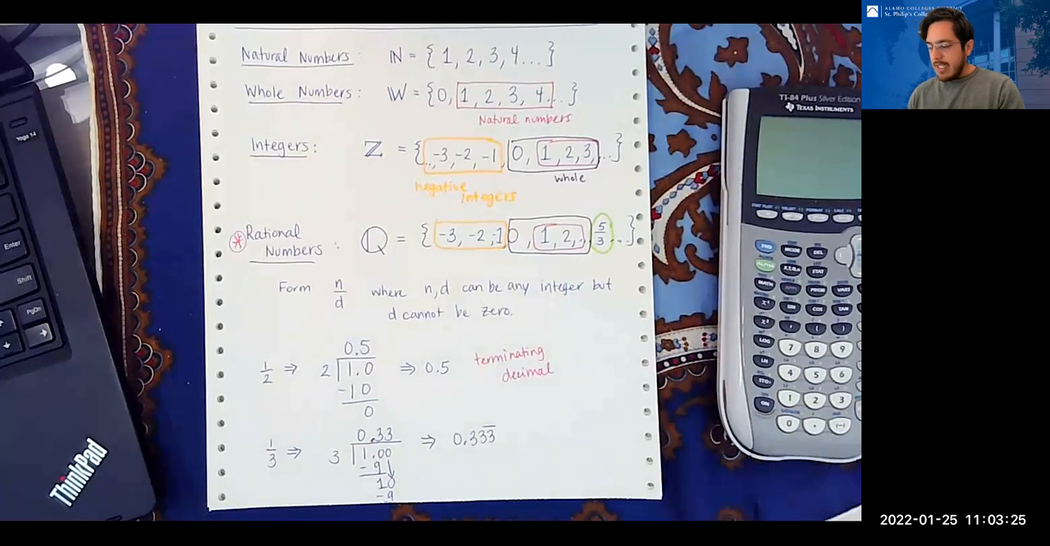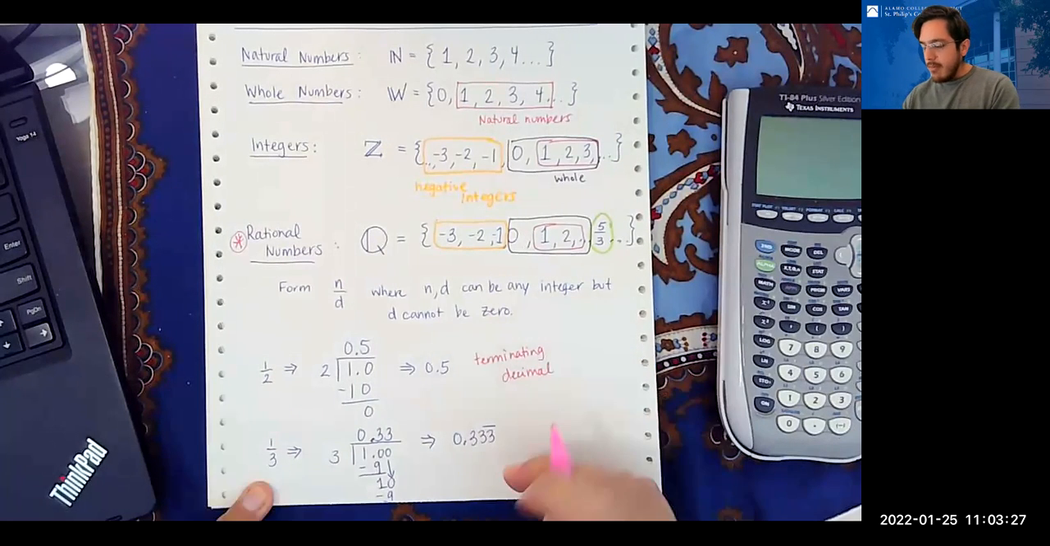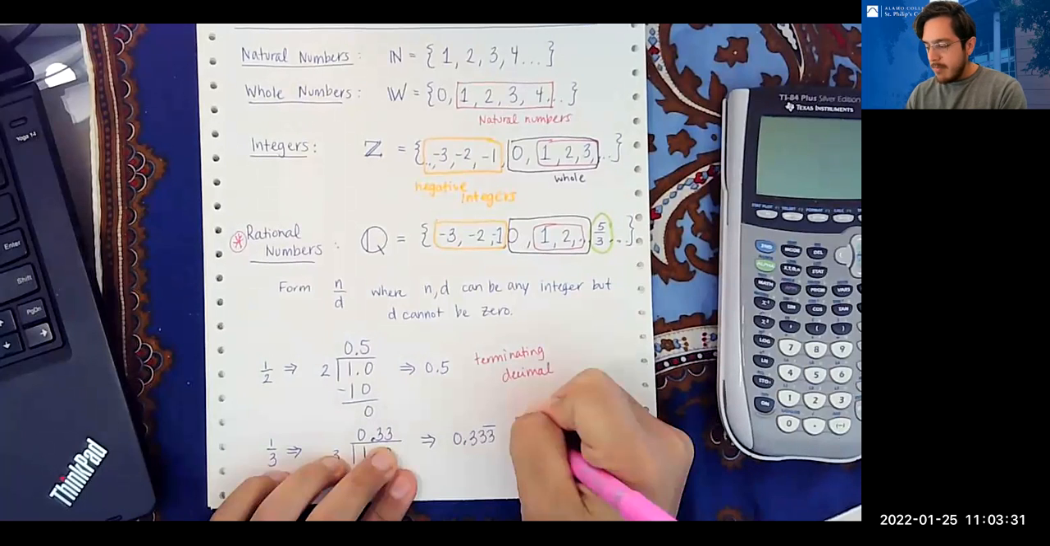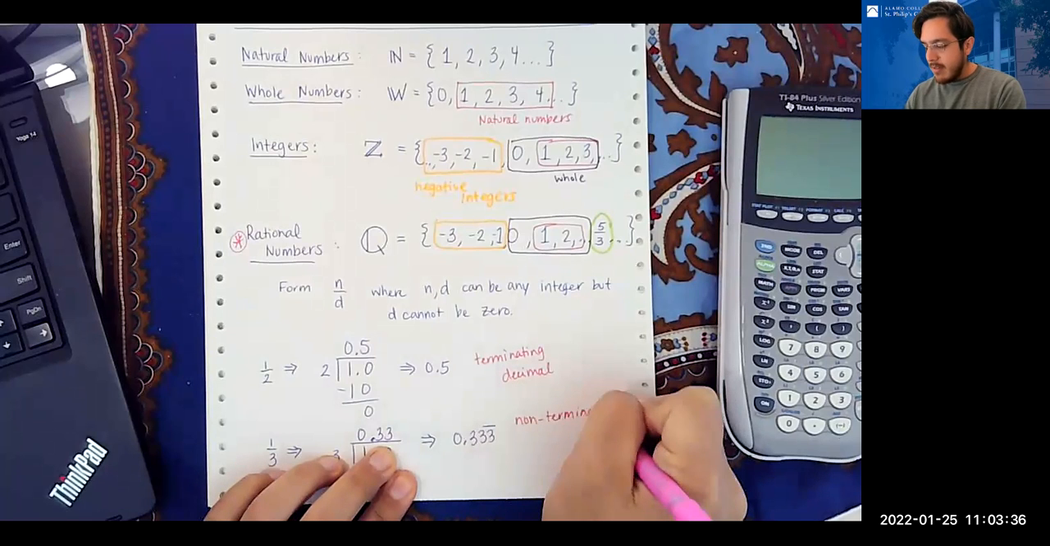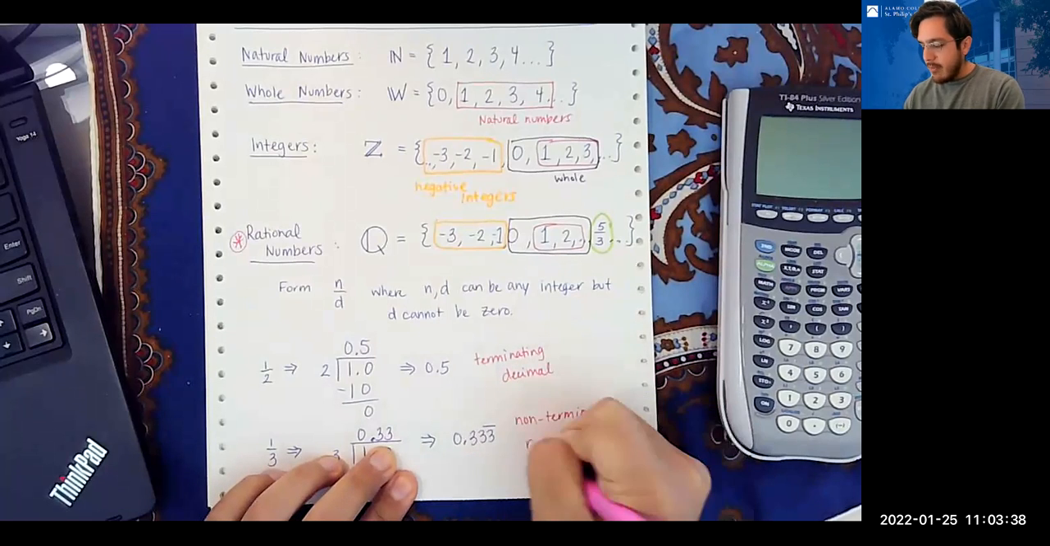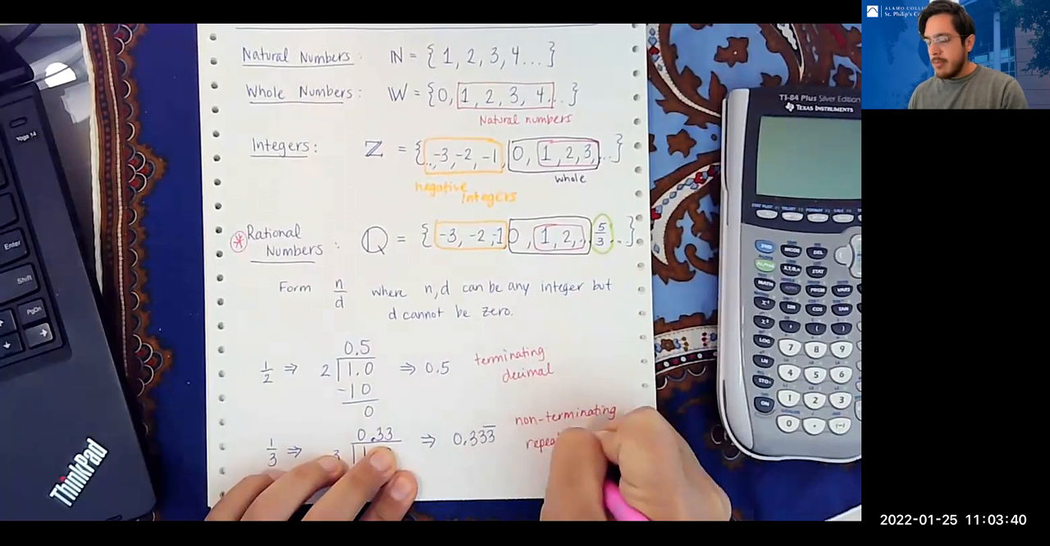So if we're just looking at the decimal representation, and if it's non-terminating and has a repeating pattern, that's another way that we can identify it as a rational number.